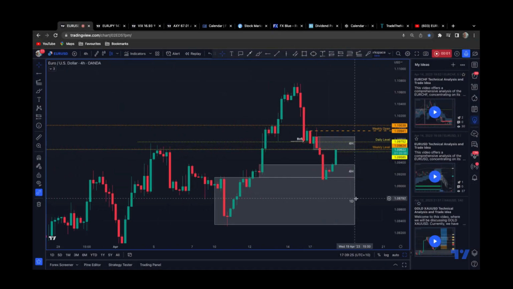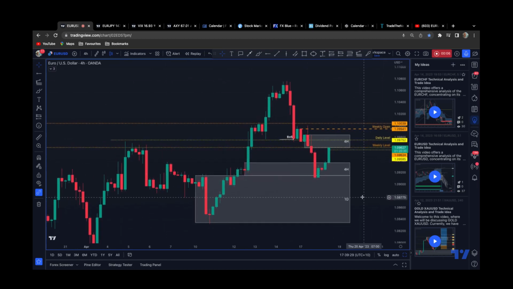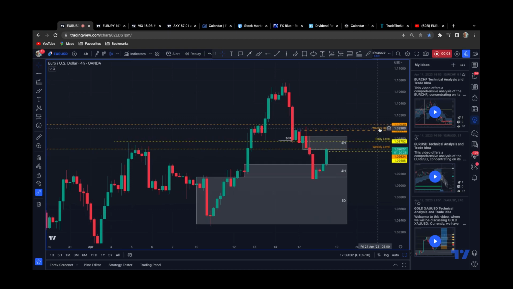Traders, Anthony here, looking at this euro dollar on the 4-hour time frame. I've just marked up a few things here. We've got the weekly open at this level. I think Monday, Saturday, Monday, there it is, right here.